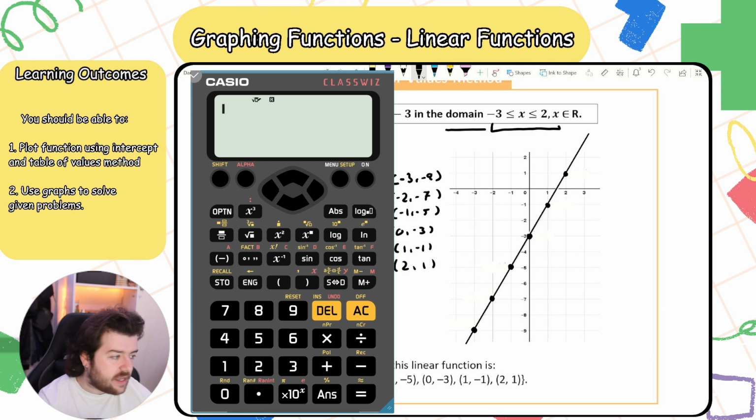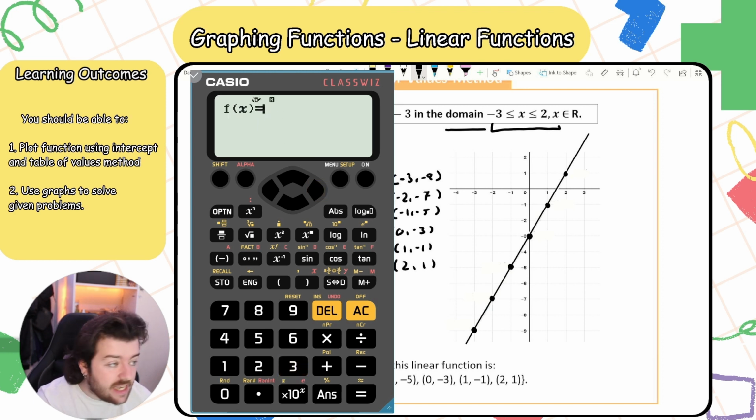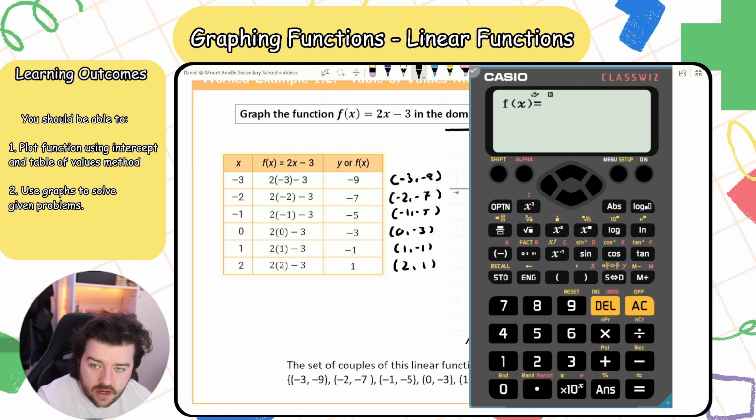So what we need to do first is enter table mode. And how to do that is we click this here, the menu setup. So click that. Then we want to go over this part. You can either go over with your arrows and click equals, or you can just click 3. So here we go, f(x) equals. I have been told now to enter in my function. My function here is 2x minus 3.